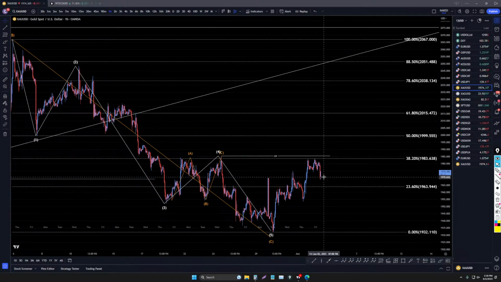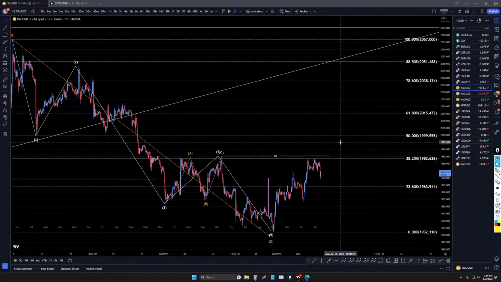Keep an eye on these dollar pairs. I still think the dollar is going to drift up and other dollar pairs are going to drift down, but it's very, very slow. It could just spend the rest of the day in a correction, so definitely be very cautious with that.